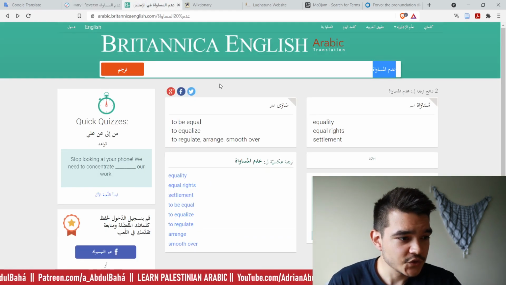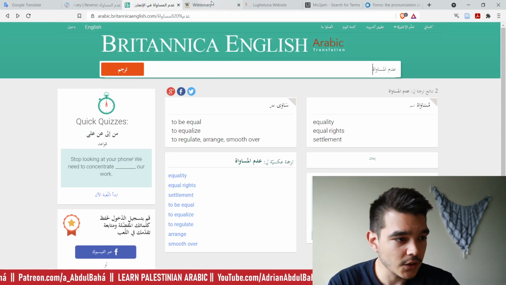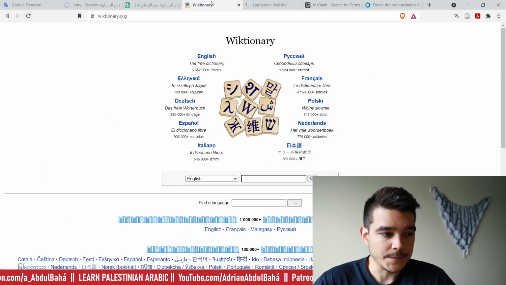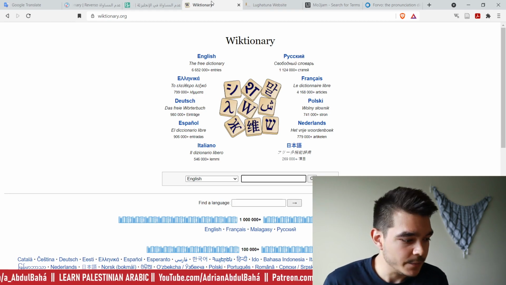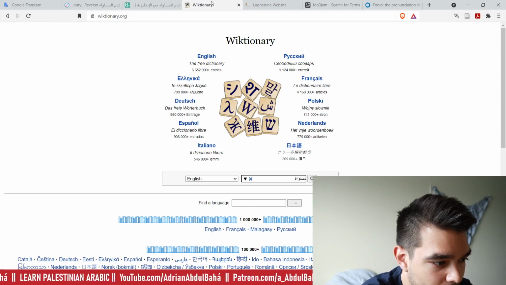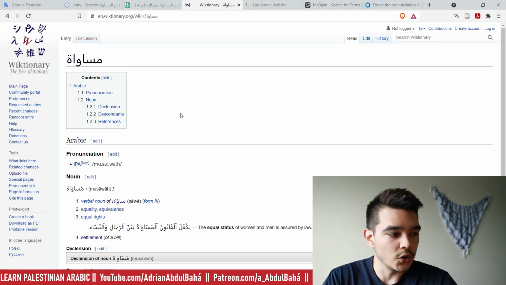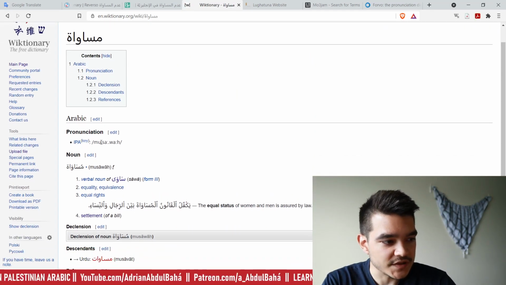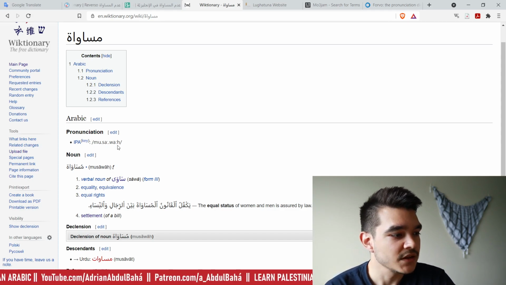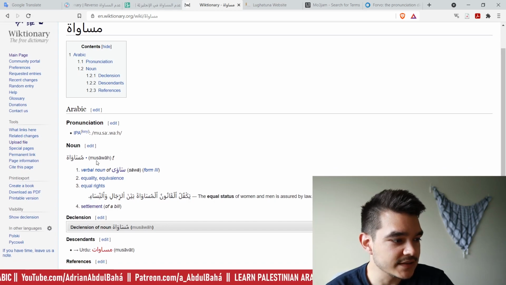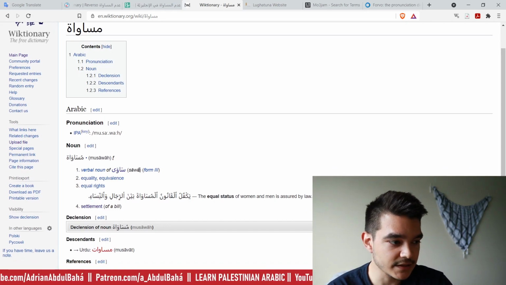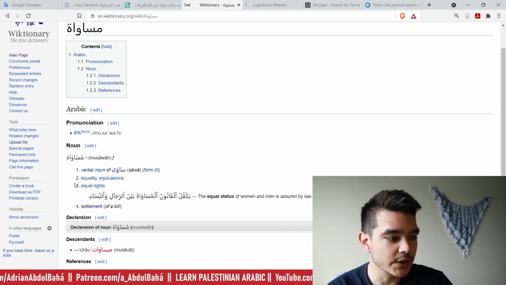Okay, the next tool that I wanted to show you is Wiktionary. Of course, I've talked so much about Wiktionary, and I really love it, but let me show you why I love it. Okay, so first let's write musawa. So we have the pronunciation, not an audio, but still it's something. It gives you what it should be pronounced as. It tells you it's the verbal noun of sawa. That's fantastic, that it actually shows you that relationship, equality, and so on.